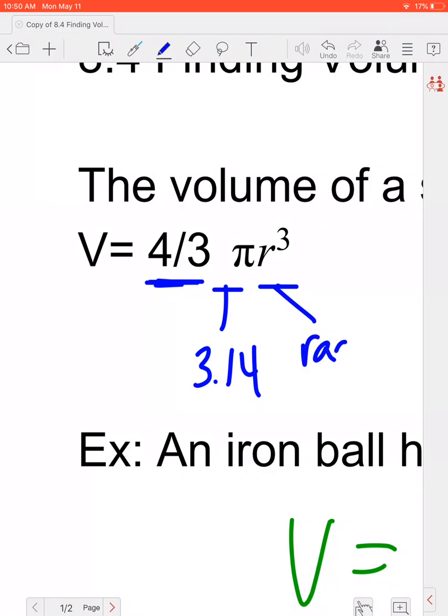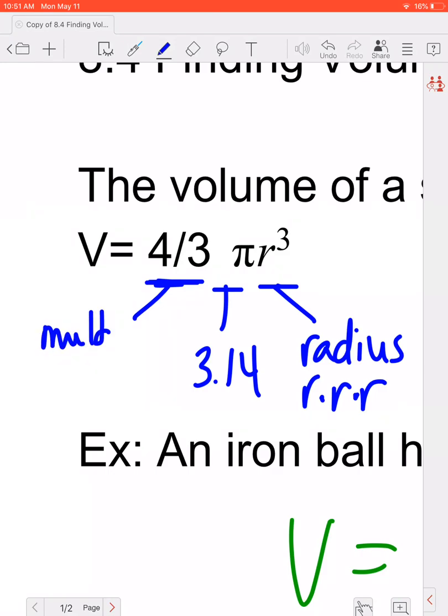Remember r stands for radius. And cubed means we're doing r times r times r, so we're doing r 3 times. And when we have 4/3, that means we're going to multiply by 4 and then divide by 3, when we're solving our equation out today.